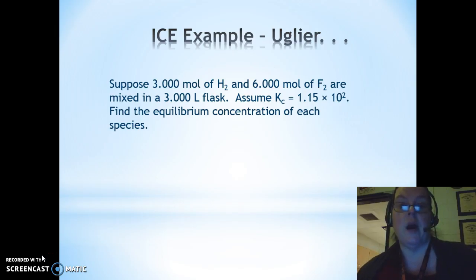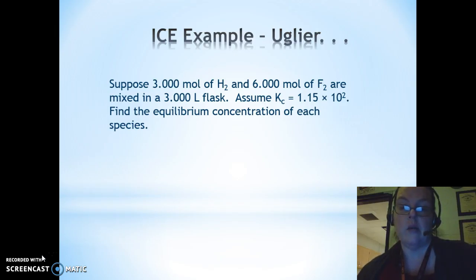So here's the first problem, and it's a little uglier than the one that we did in class, but suppose you have 3.00 moles of H2 and 6.00 moles of F2, and they're mixed in a 3.00 liter flask. Assuming that the Kc is 1.15 times 10 to the second, what are the equilibrium concentrations of each species? So we're assuming that we're not at equilibrium yet. So how do we approach this?